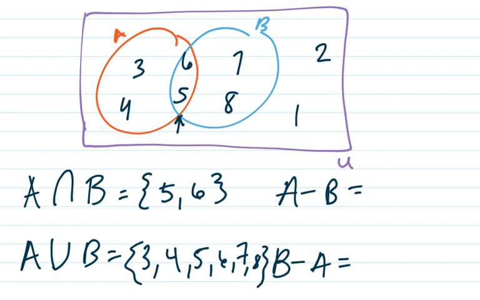Now if I were to do A, the difference of A and B, that would be A, take away anything that's in B. So it's A, take away the intersection pieces. So 3, 4, 5, 6, take away elements 5 and 6, we're left with 3 and 4. The difference of B and A is everything in B, take away what's shared in A. So that's going to be 5, 6, 7, 8, take away the intersection 5 and 6. So that just leaves us with 7, 8.